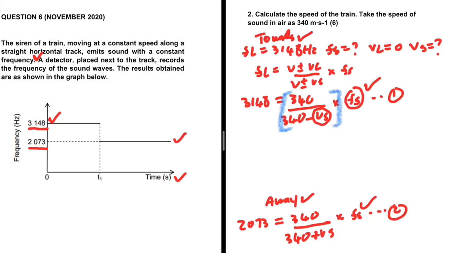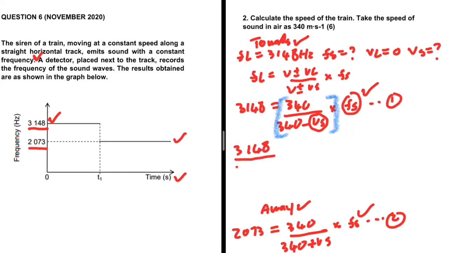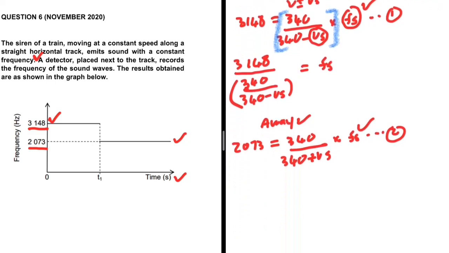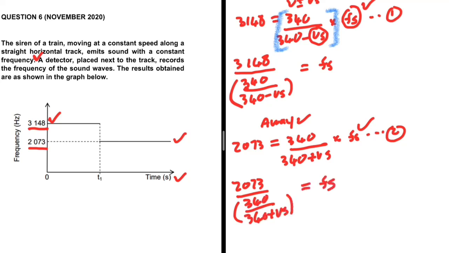So on the first equation, we're going to have 3148 divided by 340 divided by 340 minus VS. This is equals to FS in our equation 1. And then in our second equation, we're going to have 2073, everything divided by 340 divided by 340 plus VS. This is equals to FS. So these two things are equals to FS. So we can just equate those two.